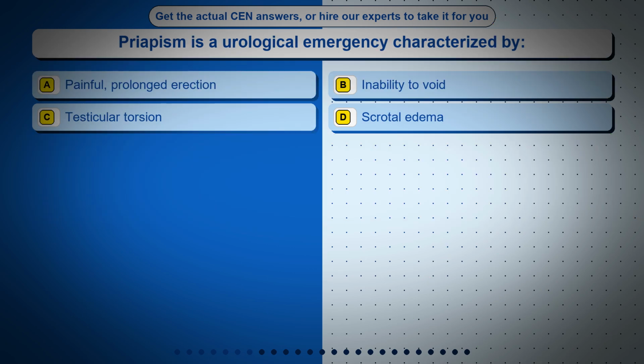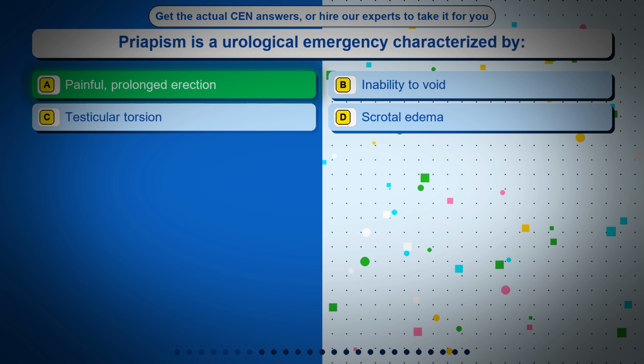Question 7. Priapism is a urological emergency characterized by. Option A. Painful, prolonged erection. Option B. Inability to void. Option C. Testicular torsion. Option D. Scrotal edema.